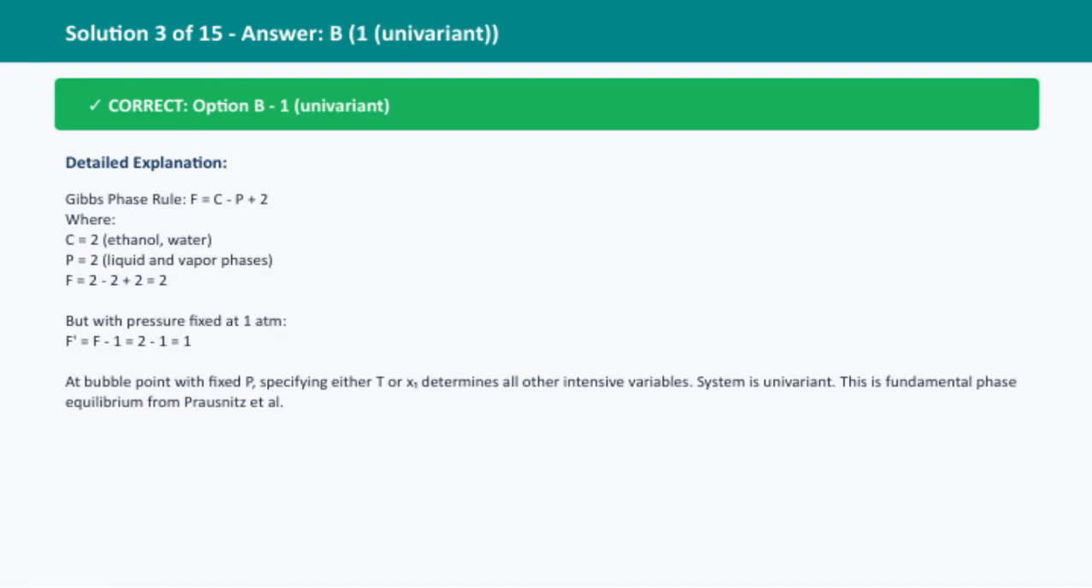Let's break down the Gibbs phase rule for this system. We start with 2 components, ethanol and water, and 2 phases, liquid and vapor. That gives us 2 degrees of freedom initially. But when we fix the pressure at 1 atmosphere, we lose 1 degree of freedom. So now, only one variable, like temperature or composition, needs to be specified to determine the rest. This makes the system univariant, a key concept in phase equilibrium, as outlined by Prausnitz and colleagues.